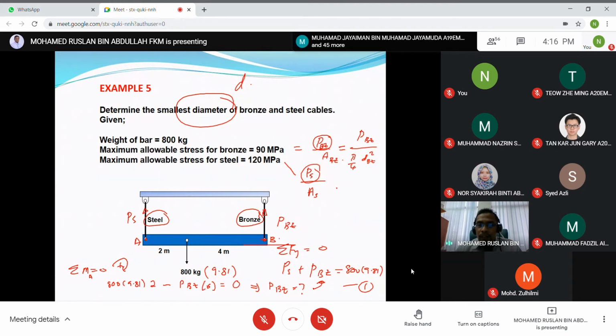And for this one, you know the PS and the area of steel. So P steel divided by pi over 4 d steel squared. So you can determine the d steel and the bronze from this equation. Are you clear? You know how to solve this problem?